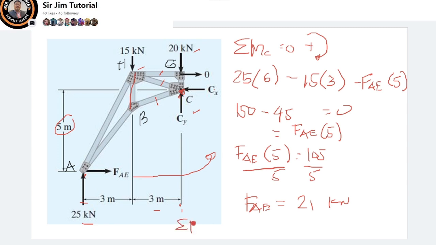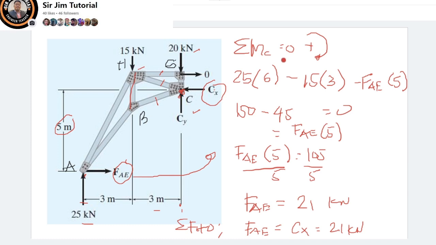Summing forces horizontal equals 0, we could say that CX is equal to FAE. There are only two forces. Then FAE is equal to CX, which is equal to 21 kilonewton.